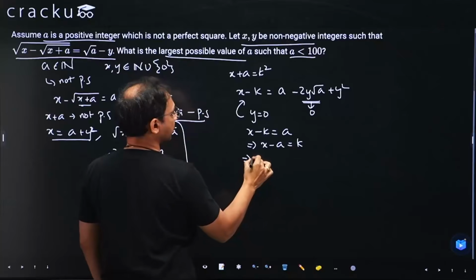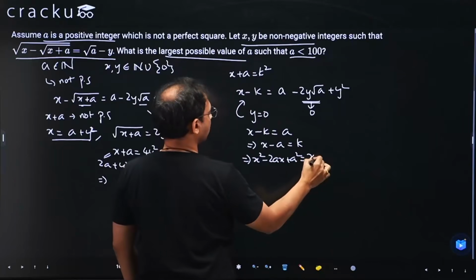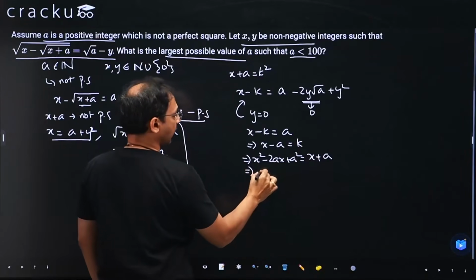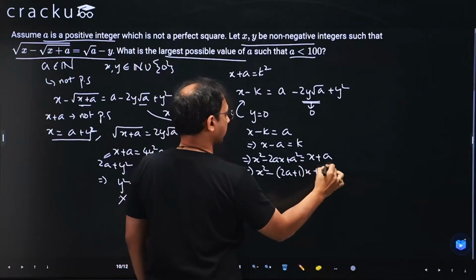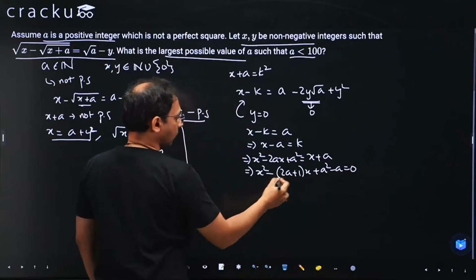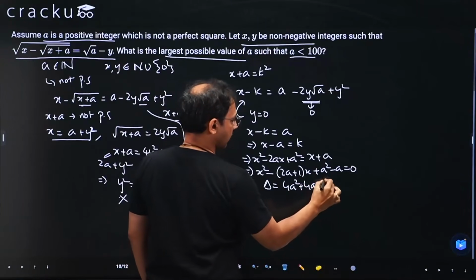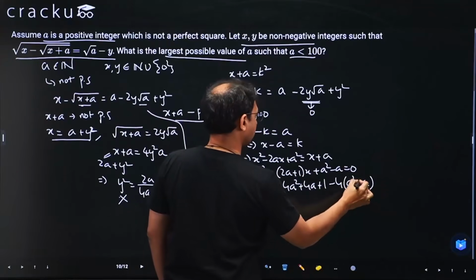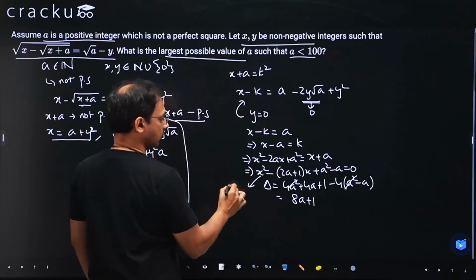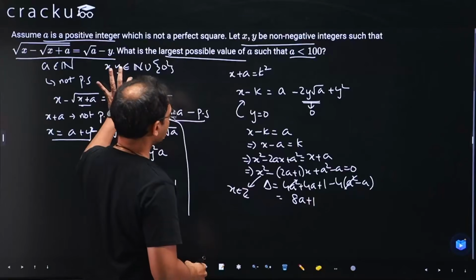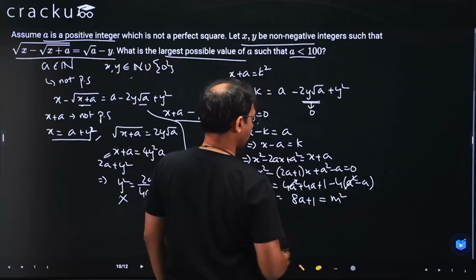Square on both sides: x square minus 2ax plus a square is k square. K square is x plus a. I can write this as a quadratic in x. What is the discriminant here? B square minus 4ac. 4a square gets cancelled and I get 8a plus 1. Here the root is an integer, x is an integer. So the discriminant should be a perfect square again. So I'll call this sum m square.